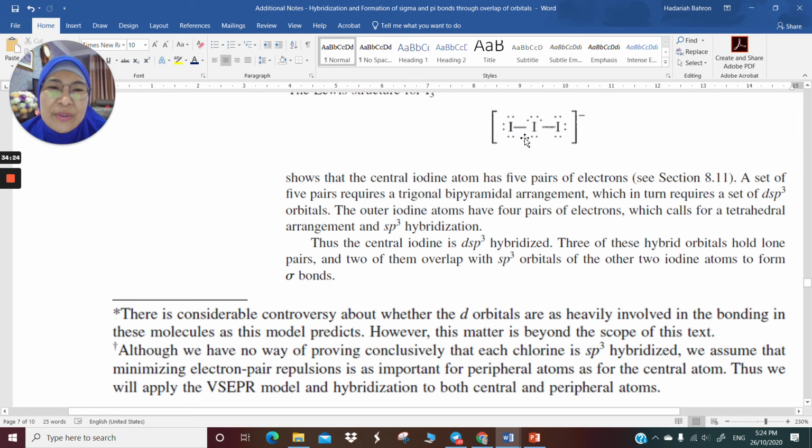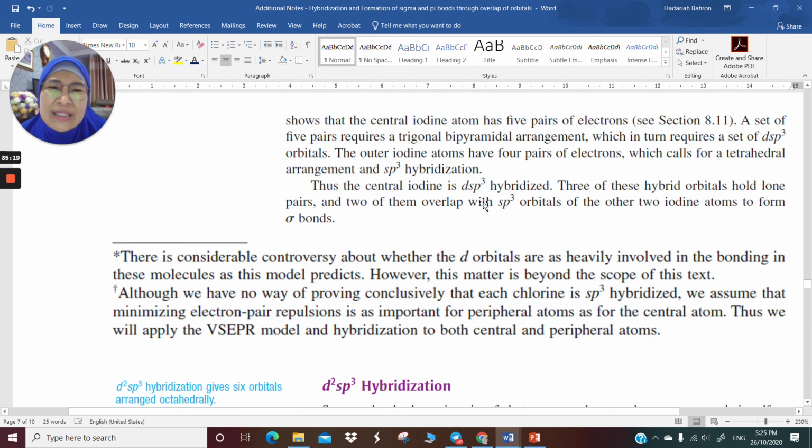If you look at this, for the iodine on the left side here, you have 1 bonding pair and 3 lone pairs, so that must be sp3 hybridized. On the right-hand side here, you also have one bonding pair and 3 lone pairs, so that is also sp3 hybridized. And on the iodine in the middle, you have 2 bonding pairs and 3 lone pairs, so that will have to be dsp3. You have to show that the central iodine has 5 pairs of electrons that requires dsp3 hybrid orbitals, and the central atom is dsp3 hybridized.